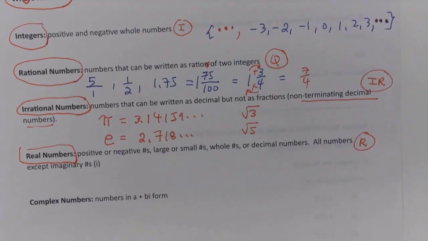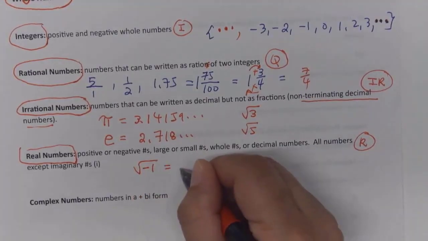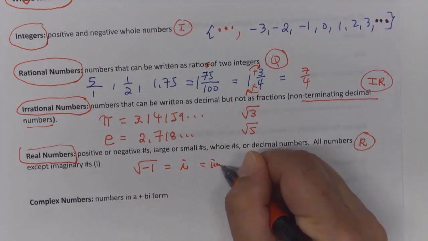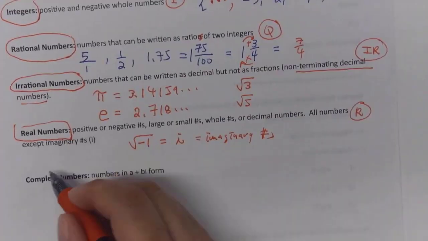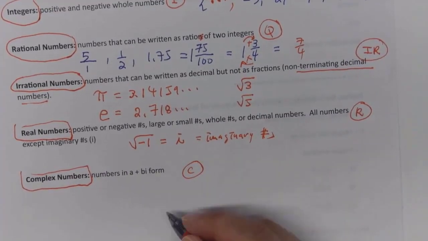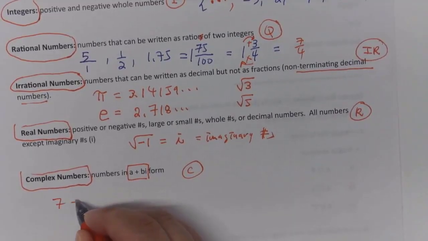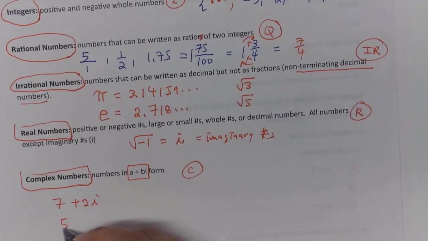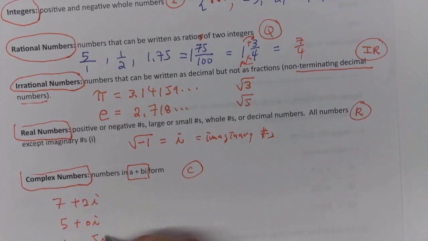So what is an imaginary number? Imaginary numbers come with i, and i comes from the square root of -1. So that's imaginary. That is related to complex numbers. For complex numbers, we use C to represent them. It's in the form of a plus bi. So it could be 7 plus 2i, 5 plus 0i, or 0 minus 5i.